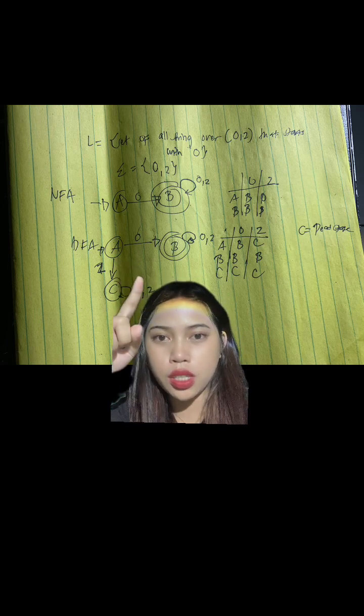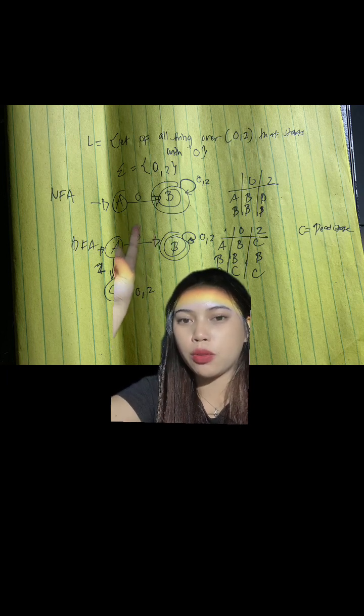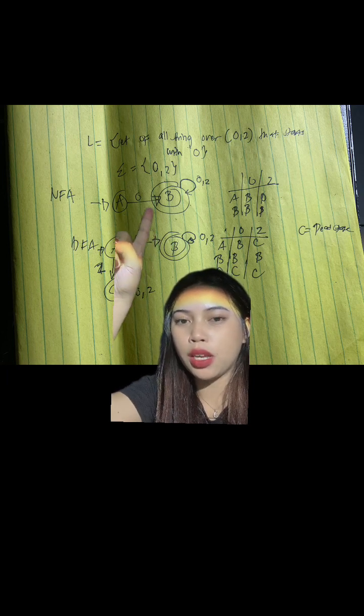So, as I said, the NFA is more complicated than the DFA. So, here's a sample of the conversion of NFA into DFA. The sample language is the set of all strings over 0 and 2 that starts with 0. So, in the NFA, A on 0 goes to B, and then the next is 2.